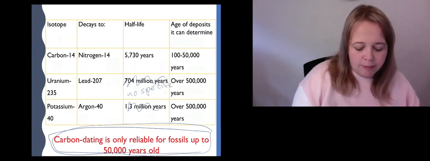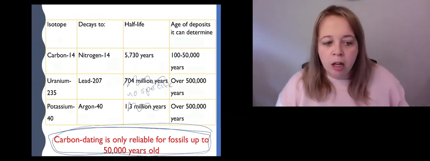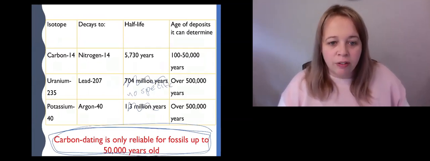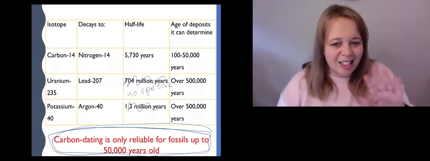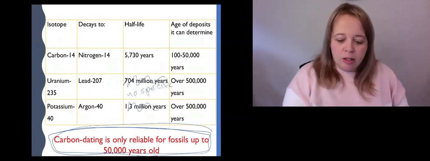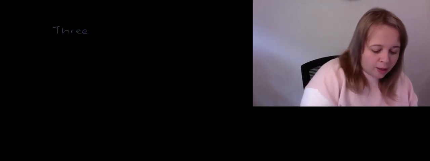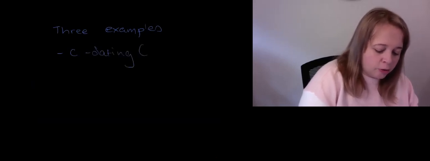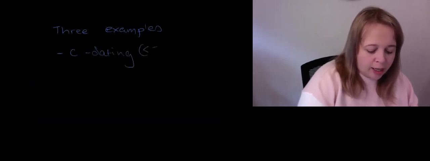Carbon dating is only reliable for fossils up to 50,000 years old. Anything older than 50,000 years old, this is no good. Now, you must use one of the other types of dating. So what are the 3 types of dating? So the 3 examples that you must know: carbon dating happens, and that's useful for things that are less than 50,000 years old.